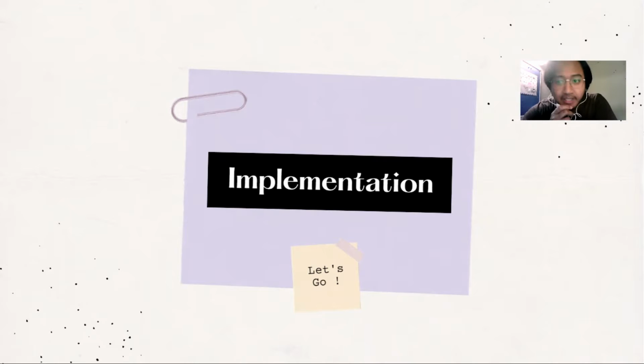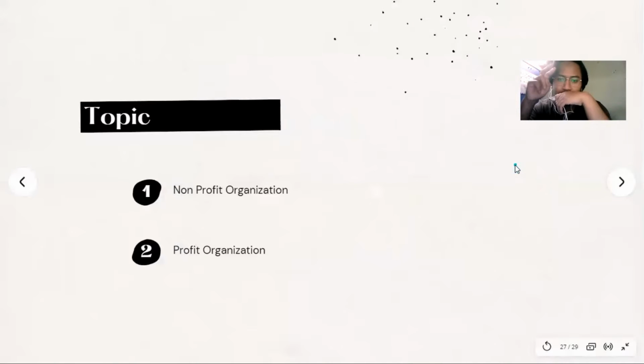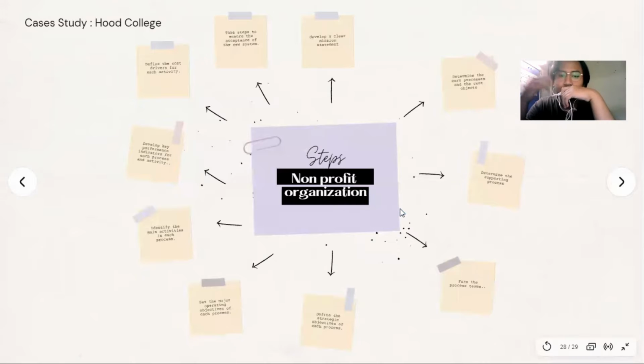How to implement the ABM system in real life. So we will discuss how to implement it in two different fields, which is non-profit organization and also profit organization. For non-profit organization, we are based on the case study of Food College. So there are 10 steps: develop a clear mission statement, determine the core process, determine the supporting process, form the process team, and so on. The details of each step are explained in the essay.